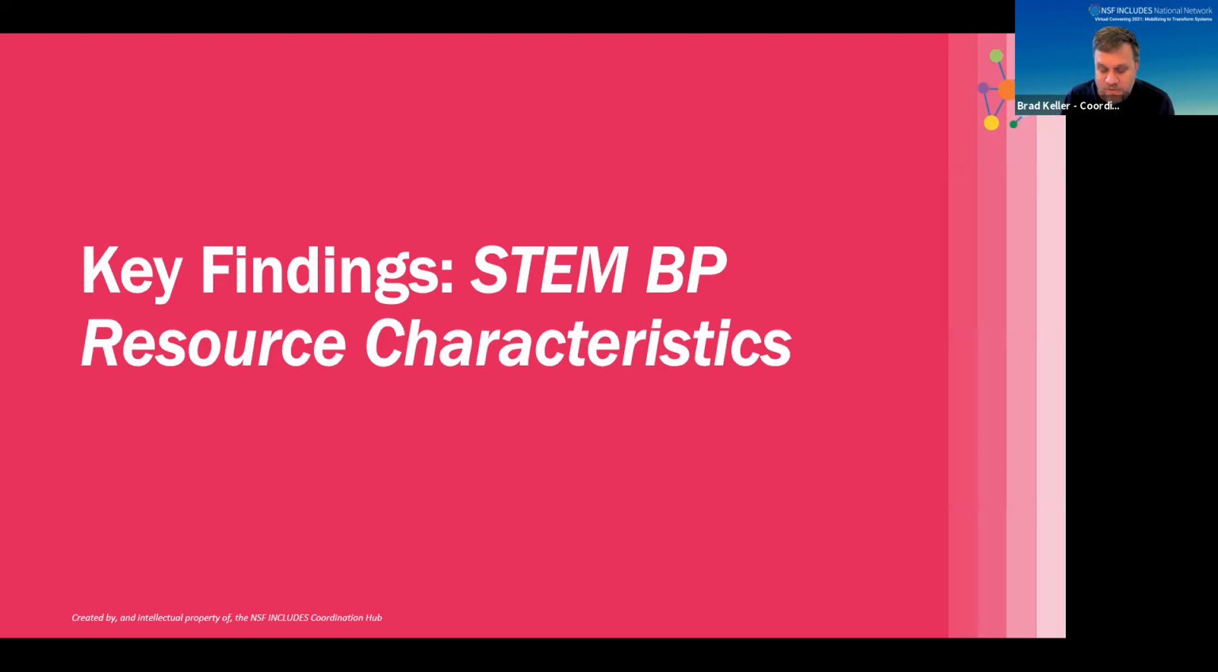Finally, I want to share with you some information about the characteristics of the resources that alliances have developed. The information on resources was collected through the STEM BP resources worksheet. And this form obtained information on resources that have been developed by STEM BP initiatives, including the resource name, resource type, year published or developed, authors, if applicable, and links to the resources, if applicable.